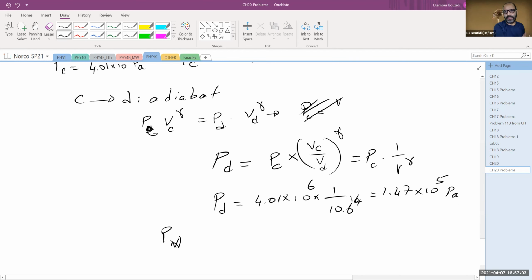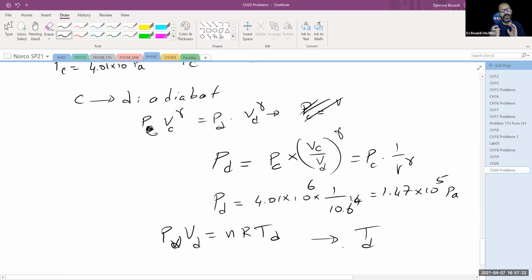At this point, PD times VD is equal to nRTD. You can use this expression. Now you have R, you have n, you have the volume at D, which is the same as the volume at A, and you have PD, which you just found. You can find what TD is. And TD is going to be an intermediate value for the temperature, okay? So I'm going to leave this to you guys. Finish.